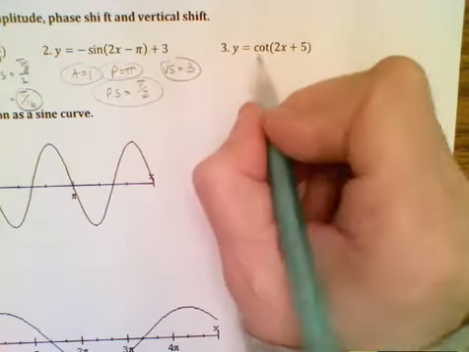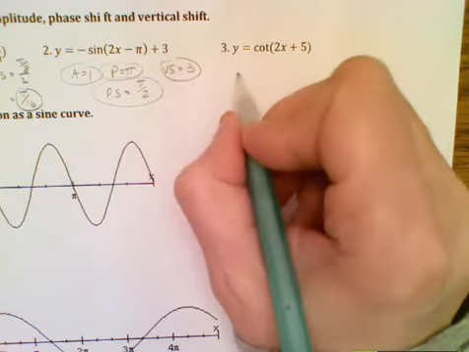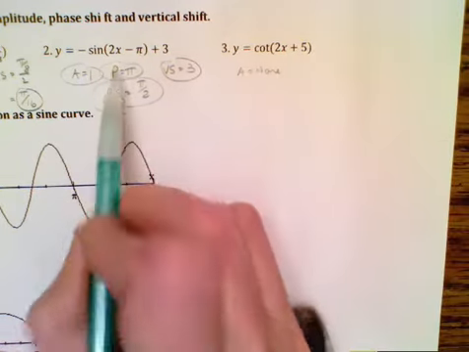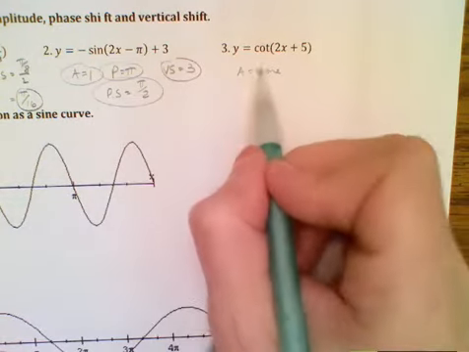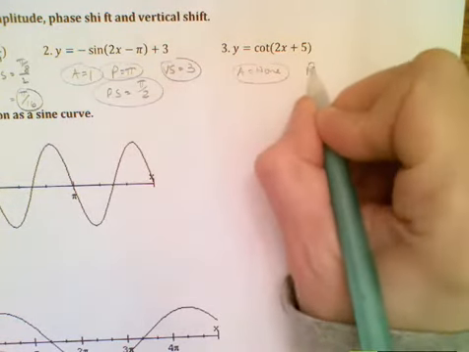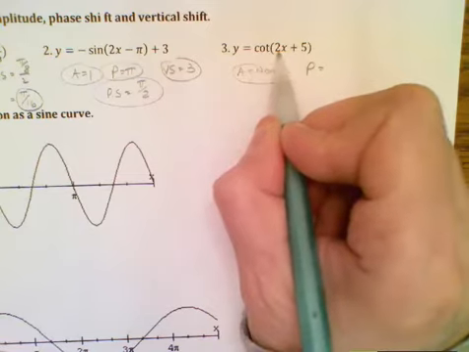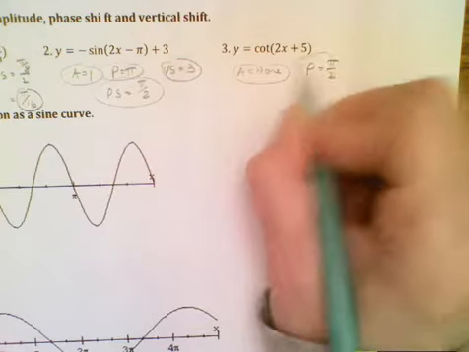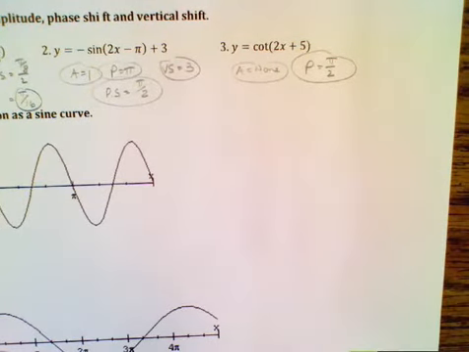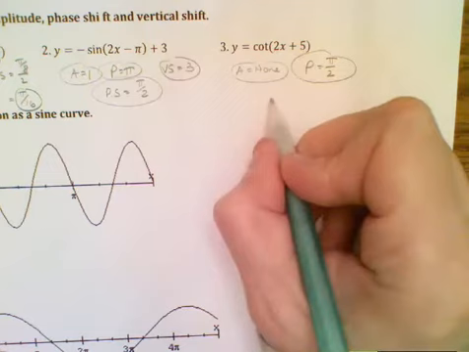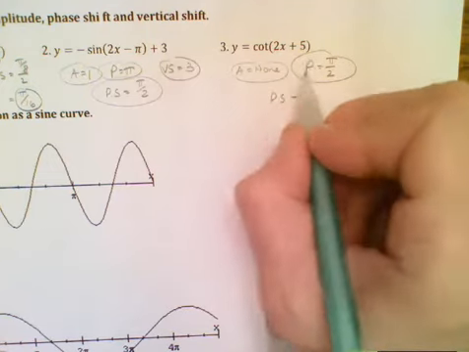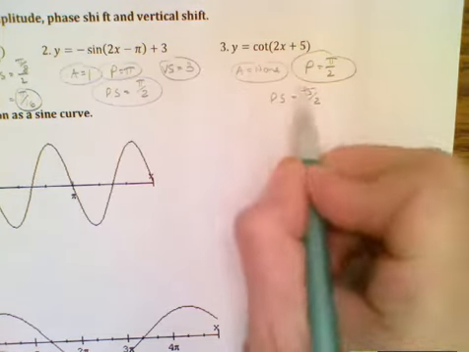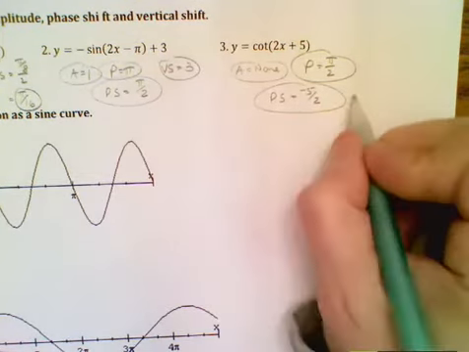Alright, and then the last one is a cotangent. So there is no amplitude, so amplitude you just say there is none. The only two that have amplitude are sine and cosine. The other 4 don't, so there's none. The period for cotangent and tangent is pi, so you would take the normal period of pi and divide it by b. So period is pi over 2, so remember tangent and cotangent are a little different. And then the phase shift is going to be the opposite of c over b, so -5 over 2. And there is no vertical shift.